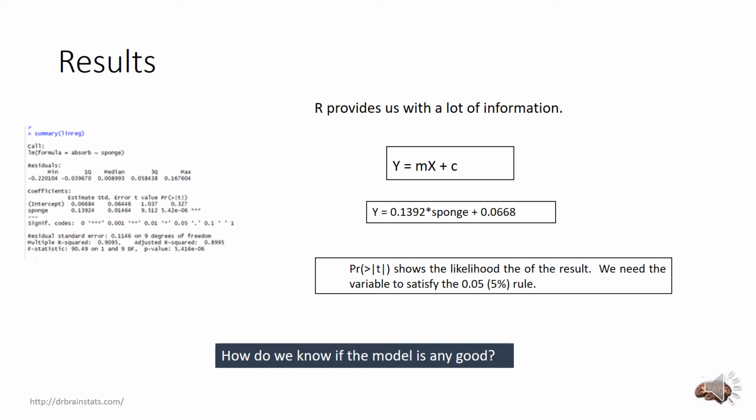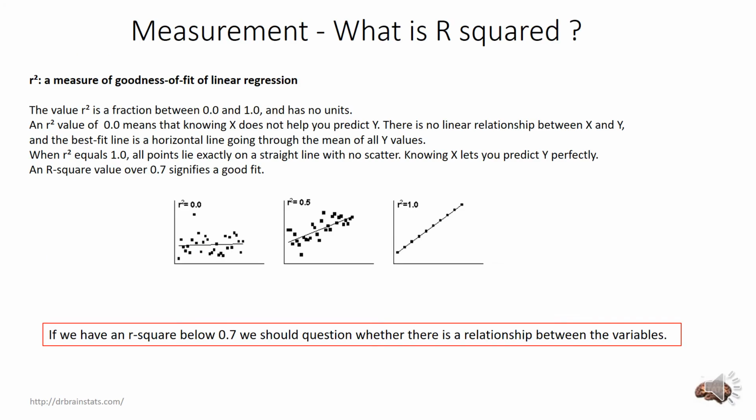So our next stage is to know whether this model is any good. This brings us to R squared. R squared is a measure of goodness of fit of simple linear regression. The value R squared is a fraction between 0 and 1 and has no units. And as a rule of thumb, an R squared value over 0.7 signifies a good fit.